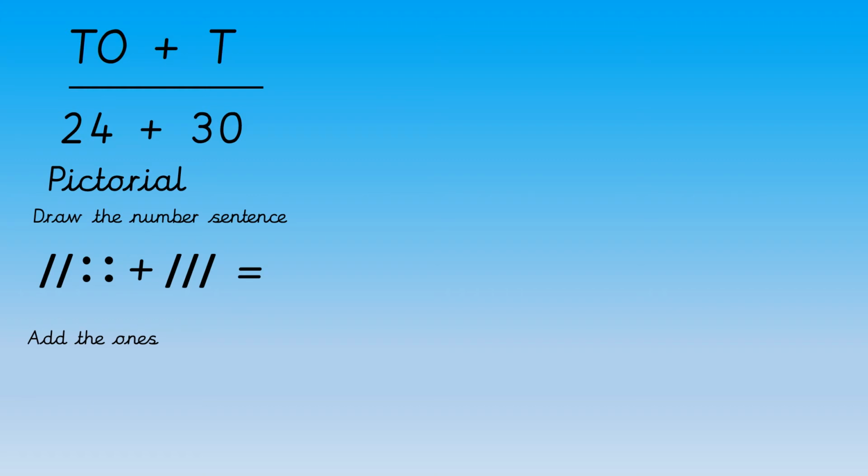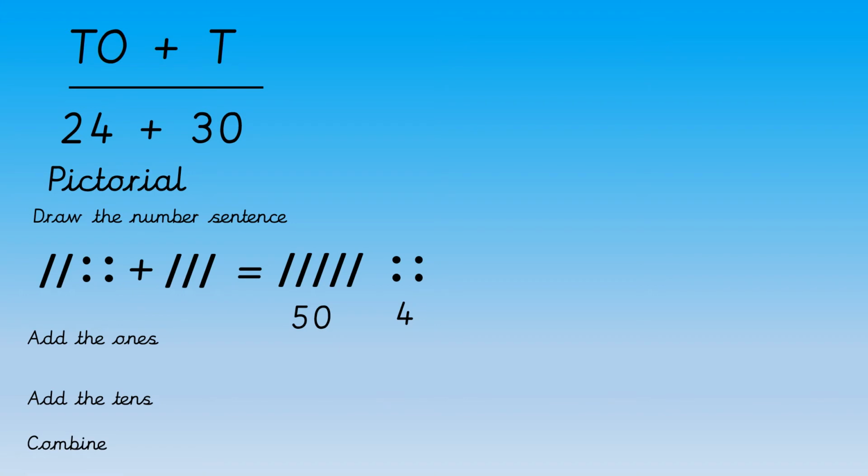First job is to add the ones. As you can see, we've only got 4 ones, so they remain the same. Next, we add our tens. So it's 20, add 30, which gives me 50. 10, 20, 30, 40, 50. And we're going to combine our tens and ones together, which gives us 54. Put in our answer, and we're done.